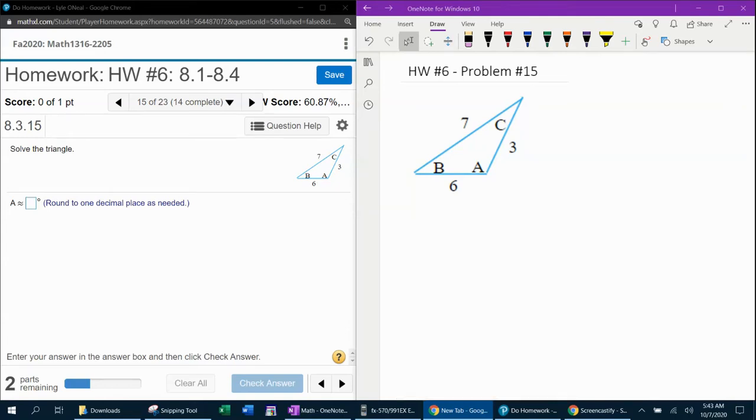All right, here we go. Question number 15 from our 1316 homework number 6 in MyLab Math. They want us to solve the triangle. So that means find all of the missing pieces.